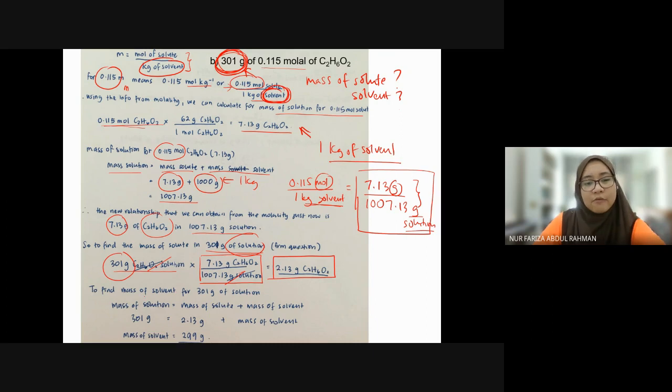Okay, all right. So from there we can calculate for the mass of the solvent. Okay, so to calculate the mass of solvent for 301 gram of solution, we can just simply minus 301 with 2.13 gram. So this is the value, 299 gram of the solvent. Okay, all right.